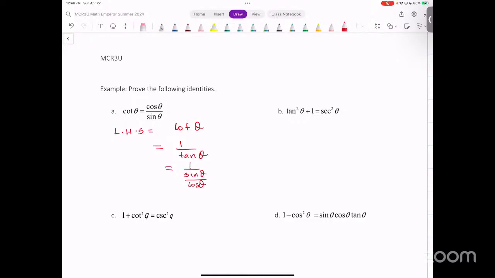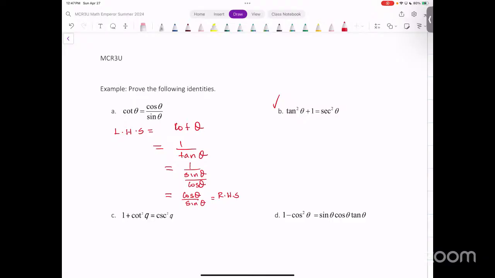Now, can I move the cos theta up? Yes, cos theta over sine theta. Is that what I need to show you guys on the right-hand side? Everyone following that? Okay. Now, I already gave you this as an identity, but they want you to prove it.